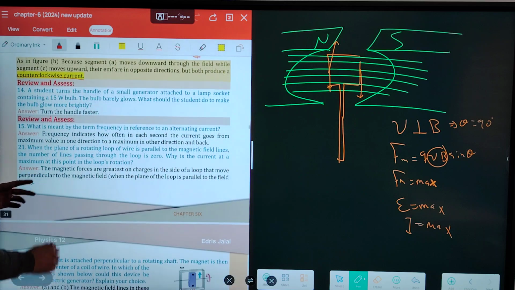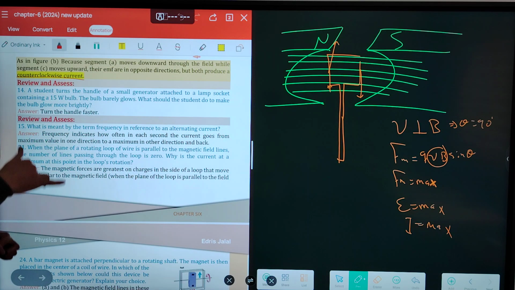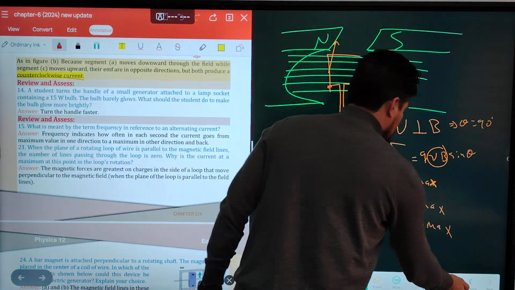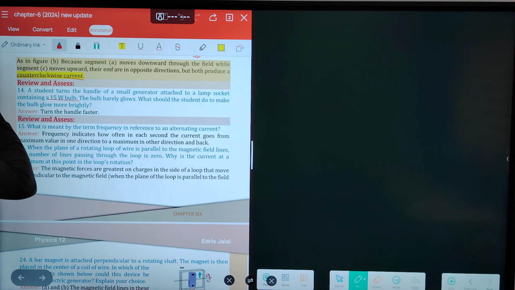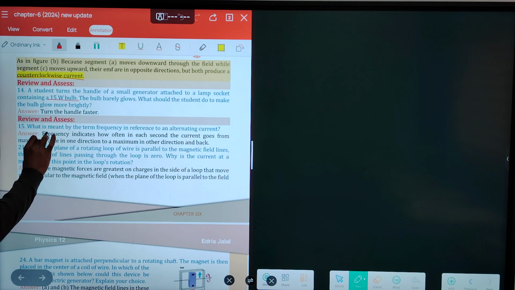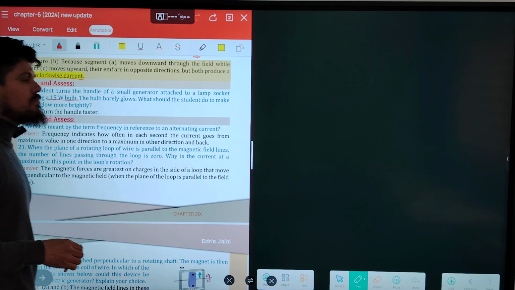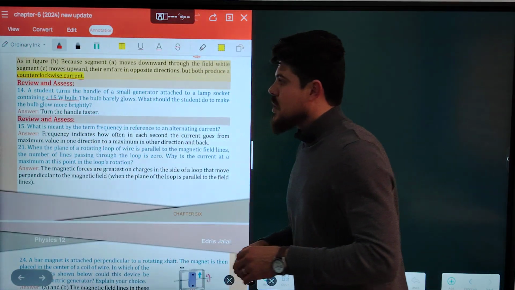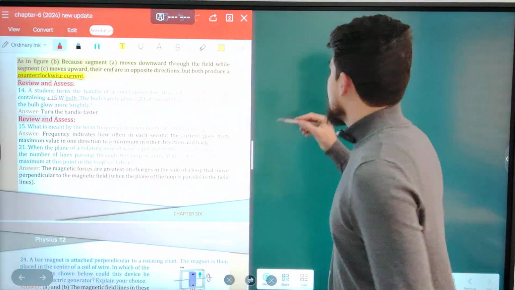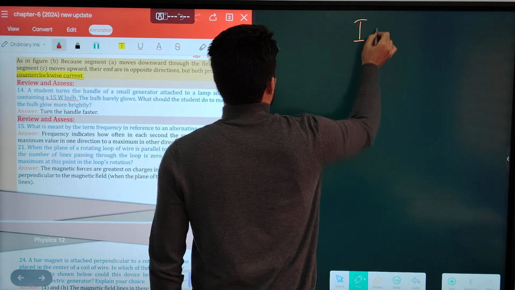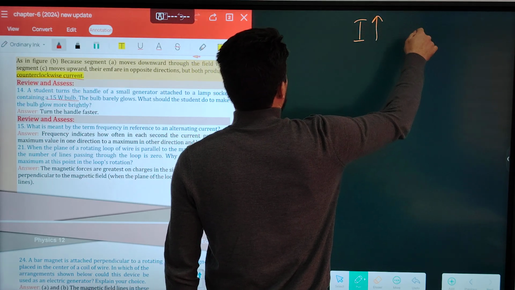A student turns the handle of a small generator attached to a lamp socket containing a 15 watt bulb. The power dissipated in the bulb is 15 watts. The bulb barely glows. What should the student do to make the bulb glow more brightly? When does the bulb glow more brightly? When current increases. When current increases, what happens to the brightness?